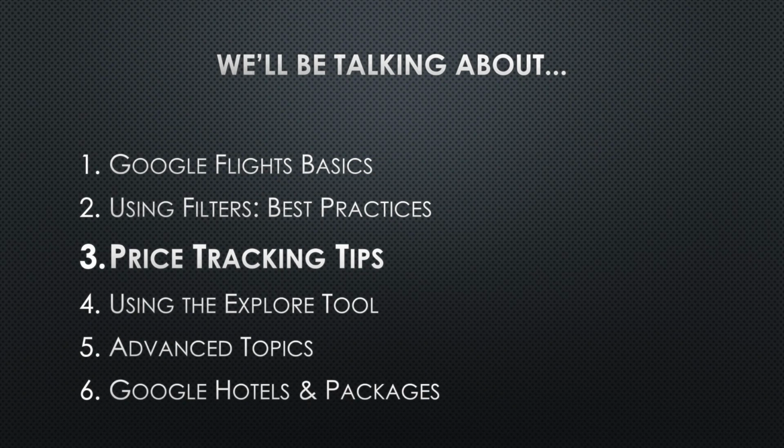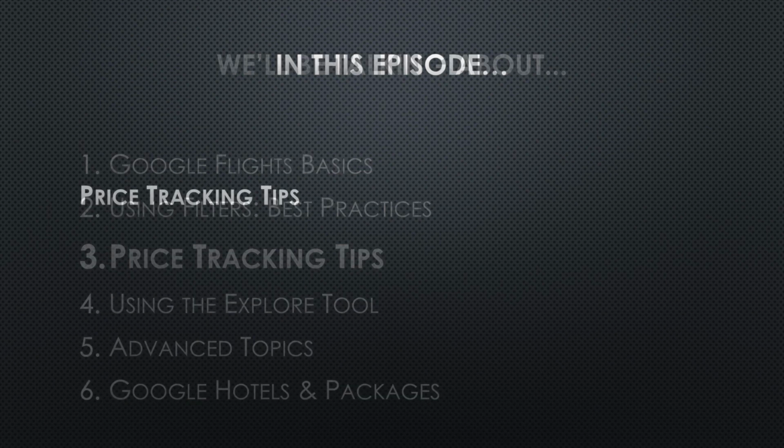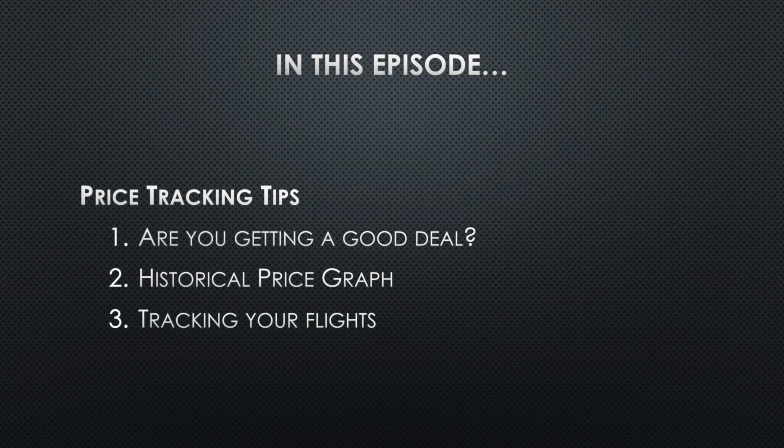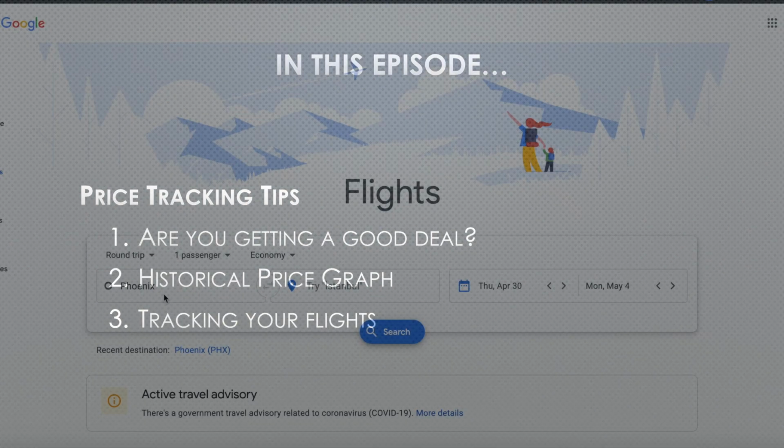Now, as I mentioned in the previous video, I think price tracking is one of the best features of Google Flights because not many other sites have the same capabilities. Specifically, we're going to be talking about: are you getting a good deal, and how Google Flights helps you figure that out; the historical price graph, so you can evaluate the trends of your flight price and determine if now is a good time to buy; and finally, tracking your flights. How exactly can you track it and make sure you don't miss a price decrease?